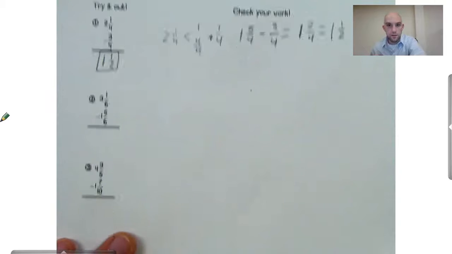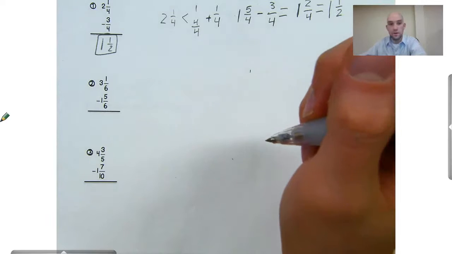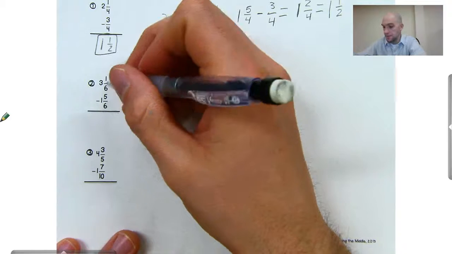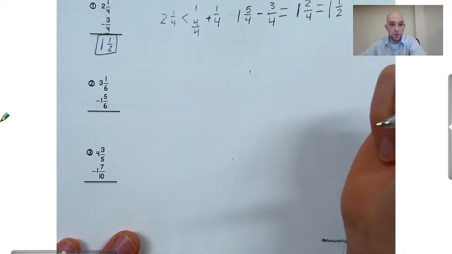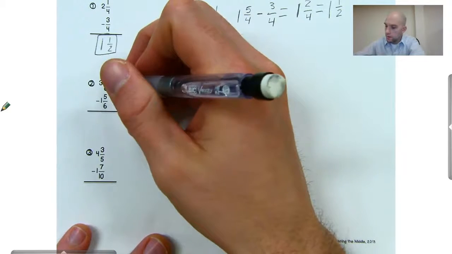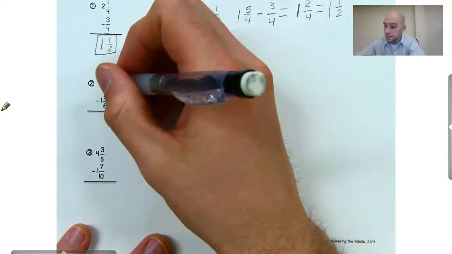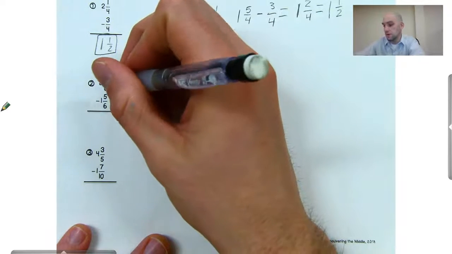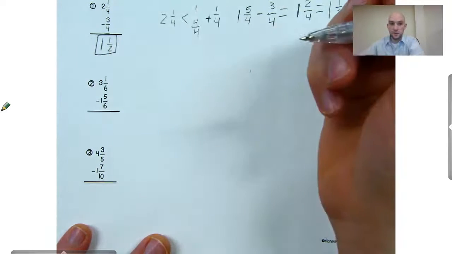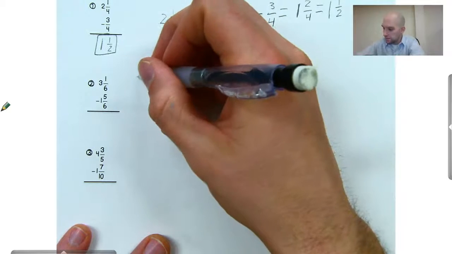All right, number 2. This time I'm going to do it the other way. I'm going to turn my mixed number into an improper fraction. Again, remember you can do it either way you want. I have the same denominator again, so I don't need to find a common denominator. 3 wholes is 18 sixths. 18 divided by 6 is 3. Also, 6 times 3 is 18. I can add that to my 1/6. So 6 times 3 is 18, plus 1 more is 19 sixths.